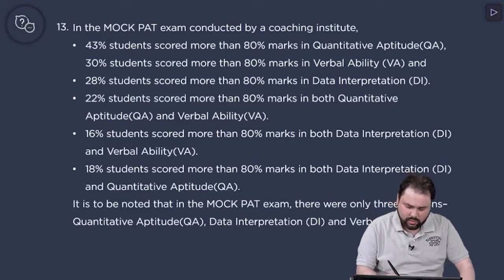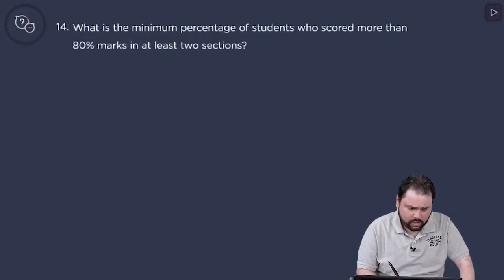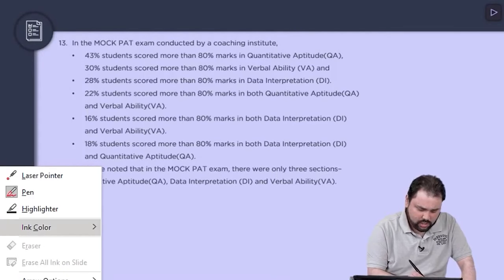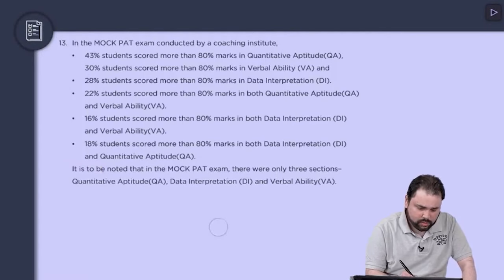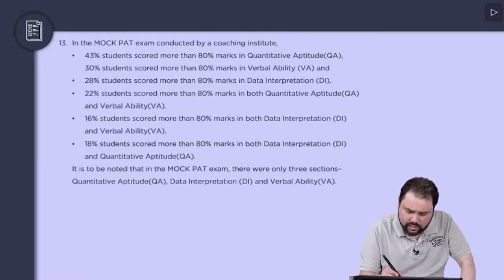Okay, so it's like a set theory question. How many questions do I do it? 13. Okay, so there are 2 questions linked to this, so I will want to do it. Let's change the color. Let's go back to purple. Okay, so I have a mock PAT exam, so let's create it.